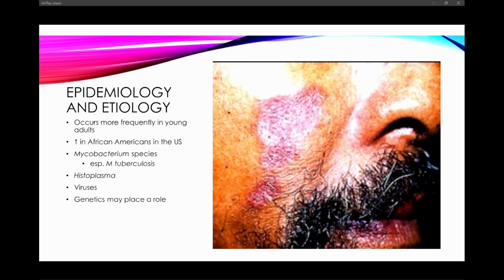So etiology: it more frequently occurs in young adults, with an increase in African Americans in the United States. Mycobacterium species are very common with this type of disease, so they may have some history of tuberculosis. Histoplasma, viruses, and genetics may play a role as well. So ask anyone in the family, does anyone in your family have sarcoid, any other lesions on their nose?